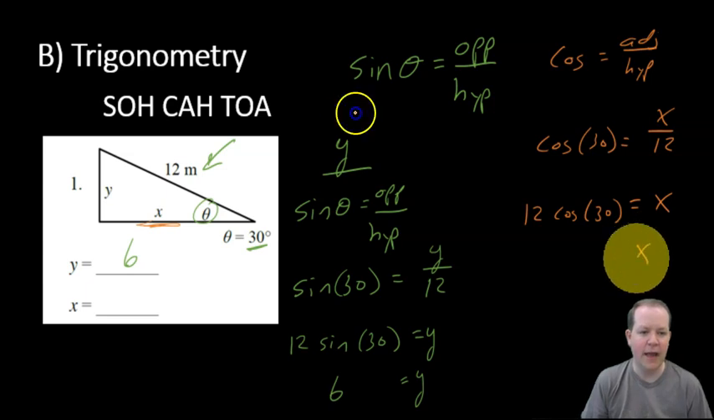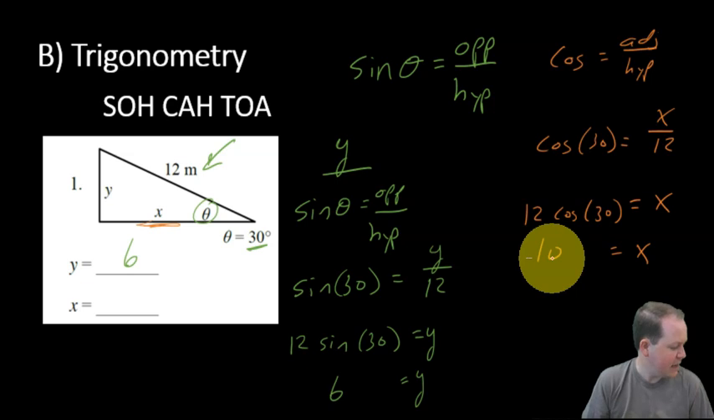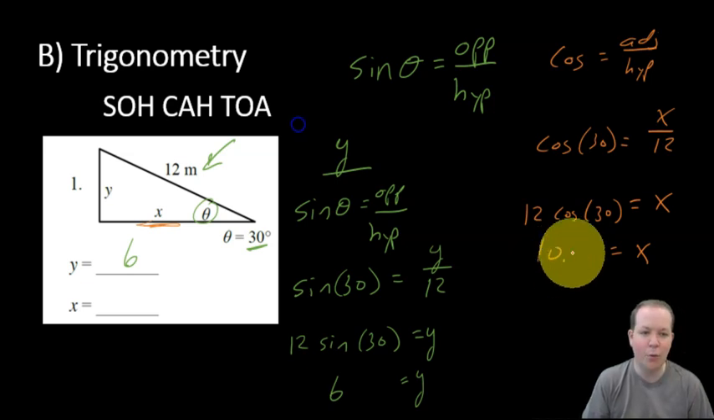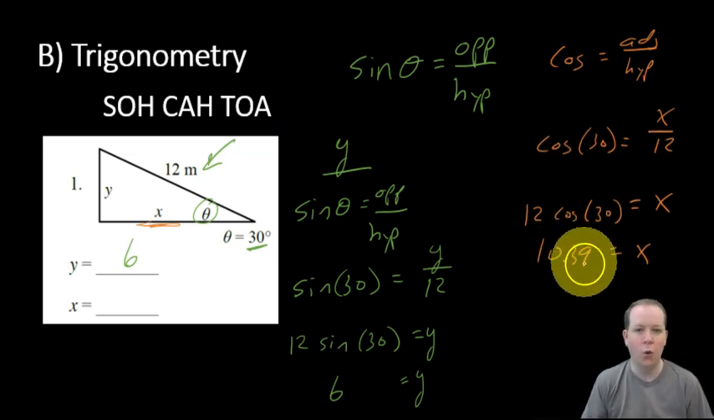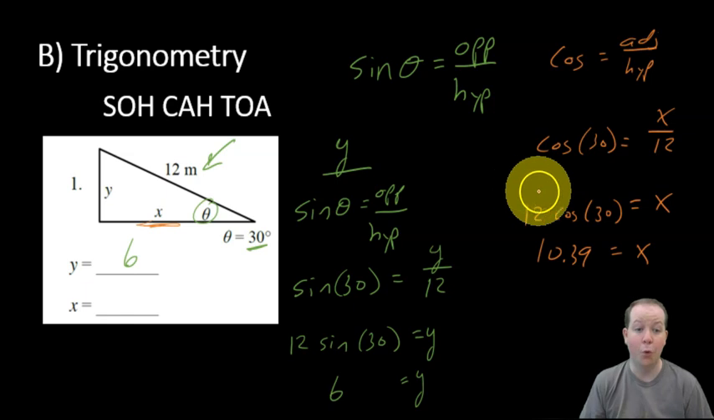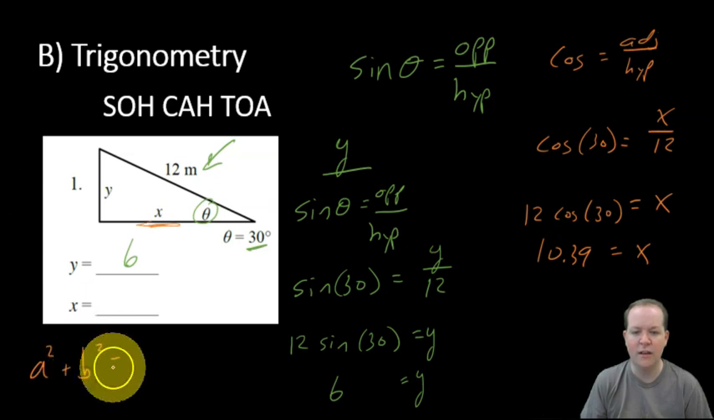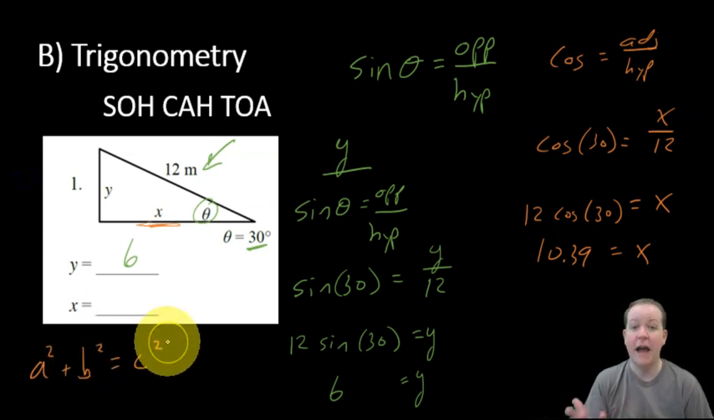Punch it into your calculator. I get an answer for x of about 10 point... I'm going to glance at my piece of paper. 10.39. Rounding to 1 or 2 decimals is fine. So remembering sine, cosine, tangent, SOHCAHTOA is important for this class to solve for things, as well as the Pythagorean theorem, the idea of a squared plus b squared equals c squared. I don't have a problem here, but that's an important thing to remember as well, okay?